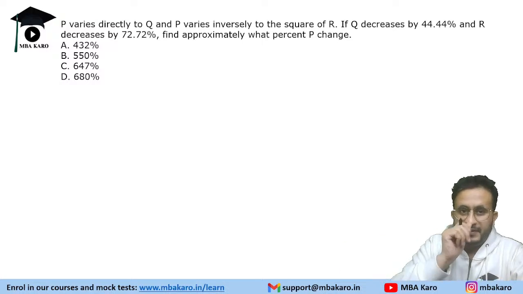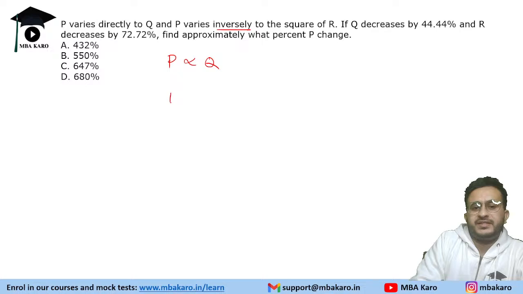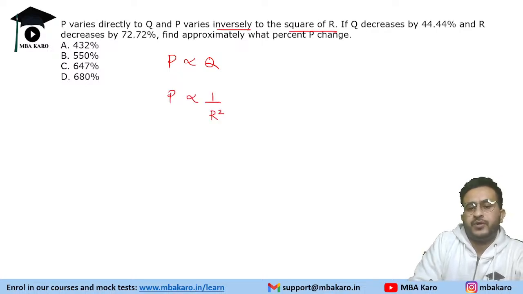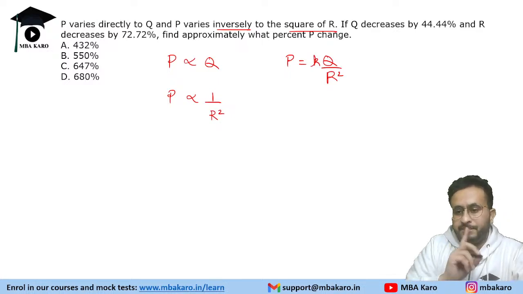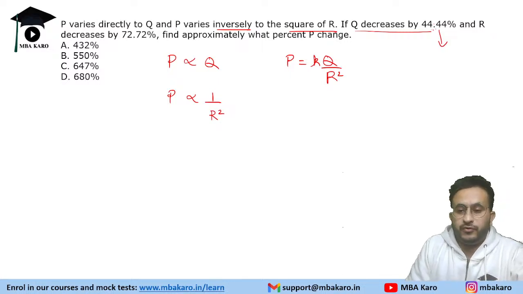So it is given that P varies directly to Q. So P is directly proportional to Q, and P varies inversely to the square of R. What is inversely? It means 1 by R square. So we can say that P is equal to K into Q by R square, where K is some variable. Now we are given that Q decreases by 44.44%.